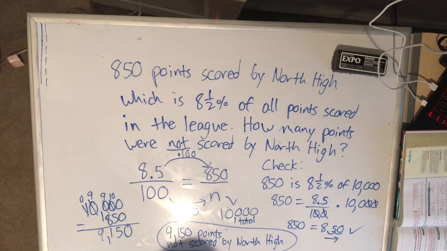So 10,000 points total must be correct. 10,000 points total minus 850 points scored by North High equals the 9,150 points not scored by North High this season. And that concludes section 7.6, find the original number or the base.